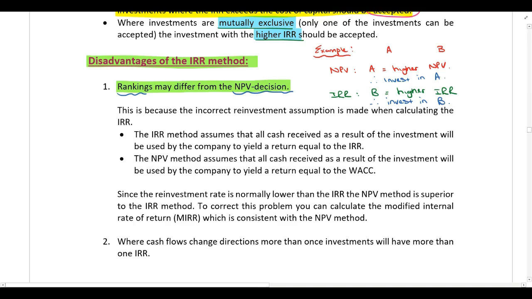And the reason for this is because the incorrect reinvestment assumption is made when we calculate the internal rate of return.